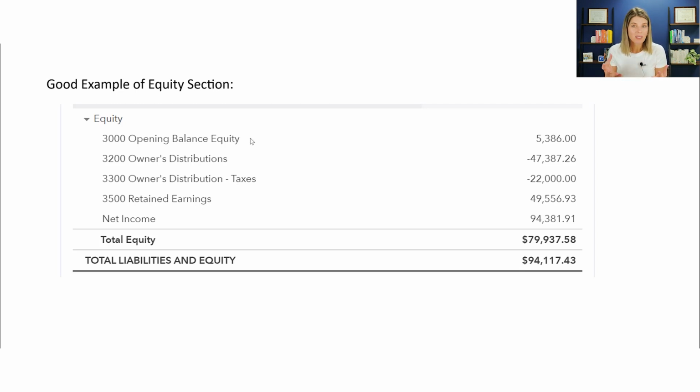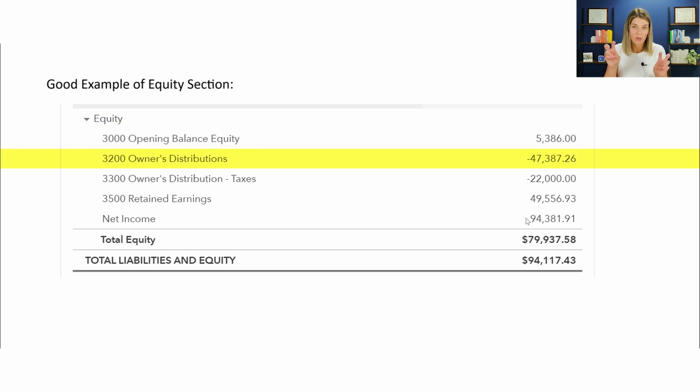This opening balance equity is never going to change. It's like, when you started the business, what was the equity? And this is a cool number to keep track of because you can go back and look. Like this business now has total equity close to $80,000, and they're making $94,000 in net income so far this year. And all of that started with a $5,000 investment to get going. So opening balance equity can be an interesting number to look at, but really you don't need to pay much attention to it because it doesn't change. It will always be the same.